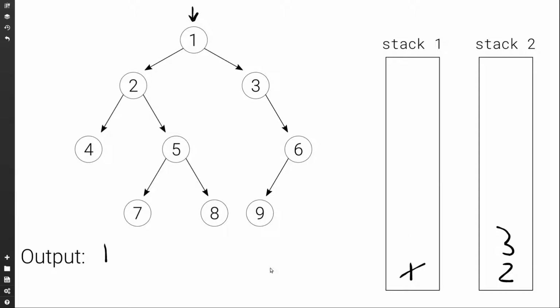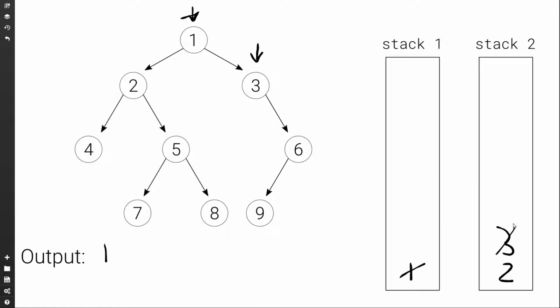Then we go back to stack 1. This time stack 1 is empty. This indicates that we're done processing the current level. So now we need to go process the next level. So we need to move to stack 2. Now with stack 2, we set the current node to the top of stack 2. So 3.